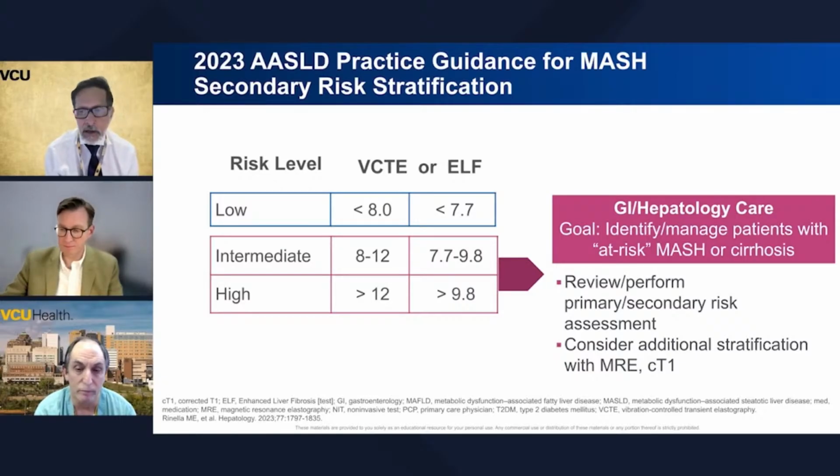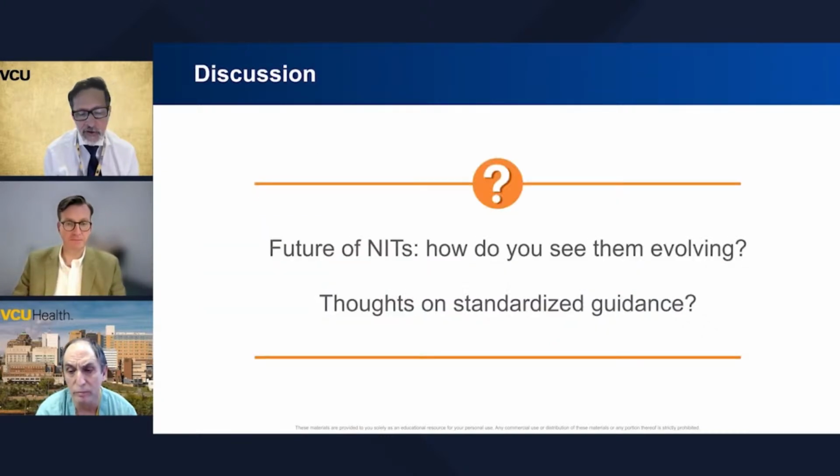So maybe, Richard, you just authored the non-invasive test document from the ASLD. Speak to us a little bit about the cutoffs of VCTE and ELF and how we can standardize this so that we're not using different cutoffs that don't line up with each other in terms of their ability to either predict fibrosis or predict clinical risk.